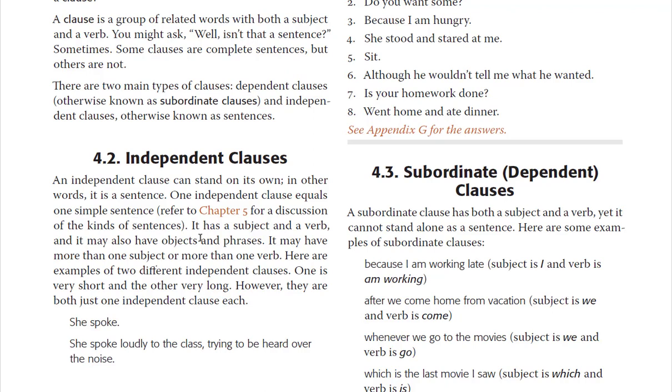It has a subject and a verb, and it may also have objects and phrases. And so an independent clause may have more than one subject or more than one verb. Here are two examples of two different independent clauses. One is a very short independent clause, and the other is a very long independent clause. So, she spoke: subject, verb. So that's an independent clause, and that is a simple sentence. She spoke loudly to the class, trying to be heard over the noise. That's a long, simple sentence.